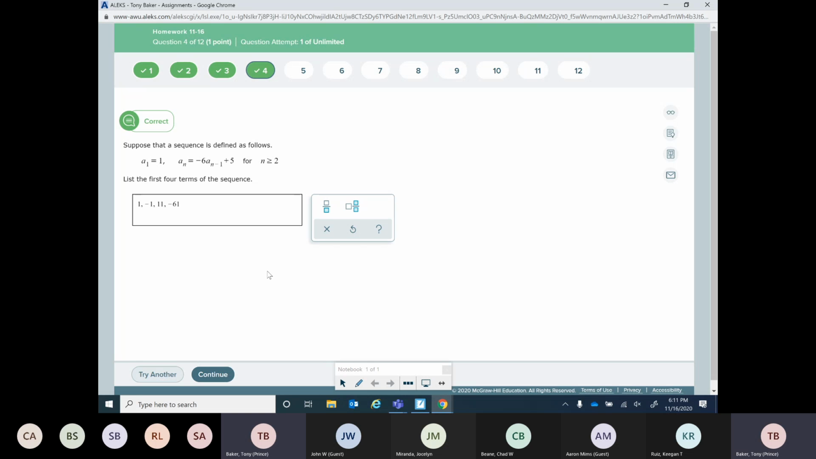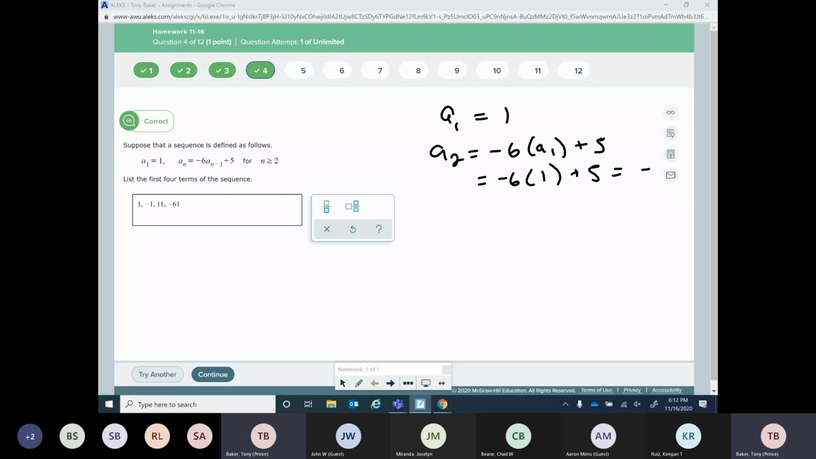So, recursive sequence. I had a1 is 1, a2 is -6, and then it's -6 times a1 plus 5. So -6 times 1 plus 5, which is -1. A3 is -6 times a2 plus 5, which is -6 times -1 plus 5, which is 11.